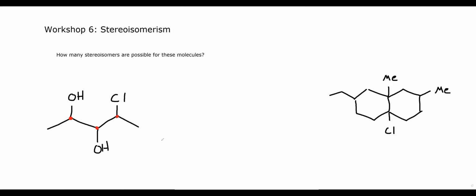Remember the possible stereoisomers we can get from the equation 2 raised to the n, where n is the number of stereocenters. So if we took this first one, this would be 2 raised to the 3rd power, since we have 3 stereocenters, which would give us a total of 8 stereoisomers.